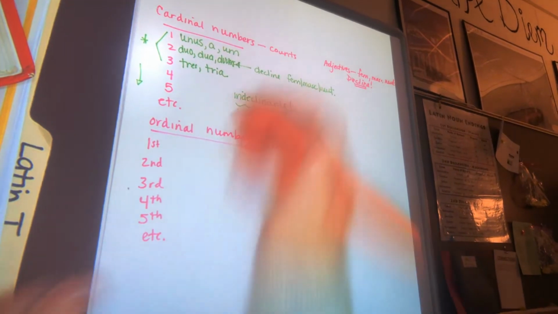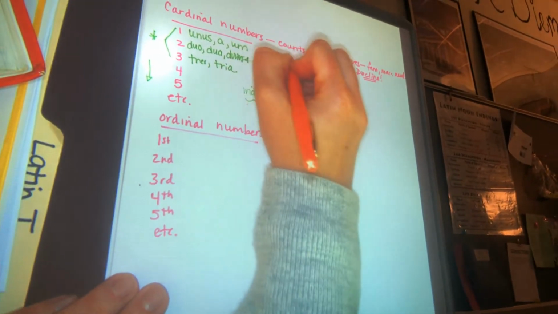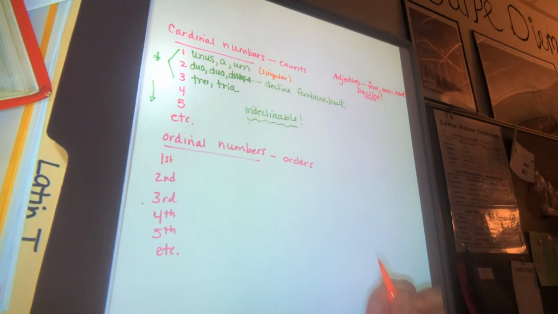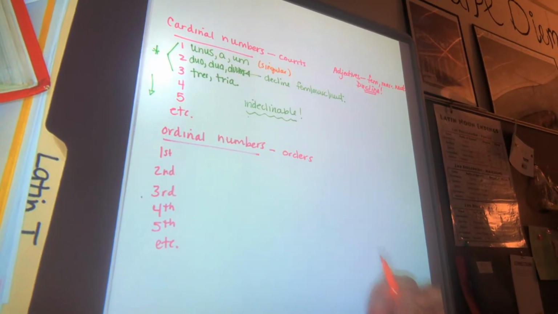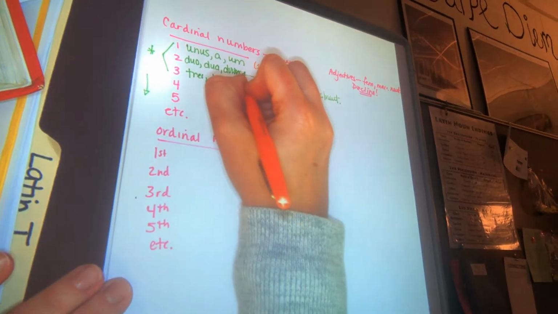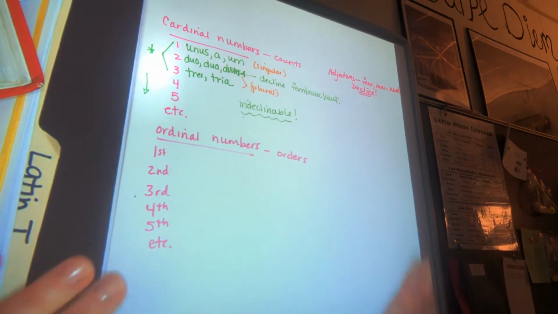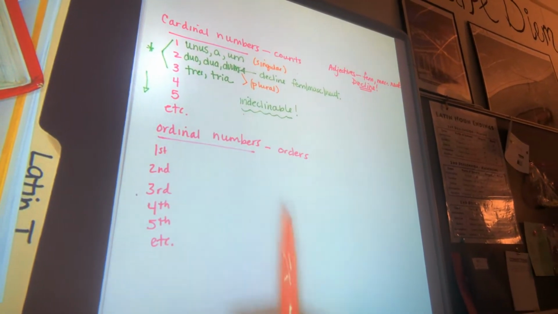Unus only has a singular form. Why? Because it's just one of something, right? You can't say I have 1 horses. If you just have 1, whatever that 1 is going to be singular. 2 and 3 only have a plural option, because if you have 2 of something, it's plural. If you have 3 of something, it's plural.